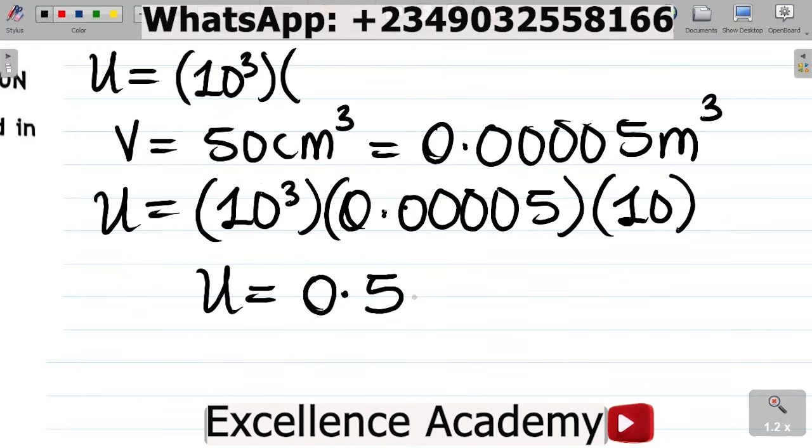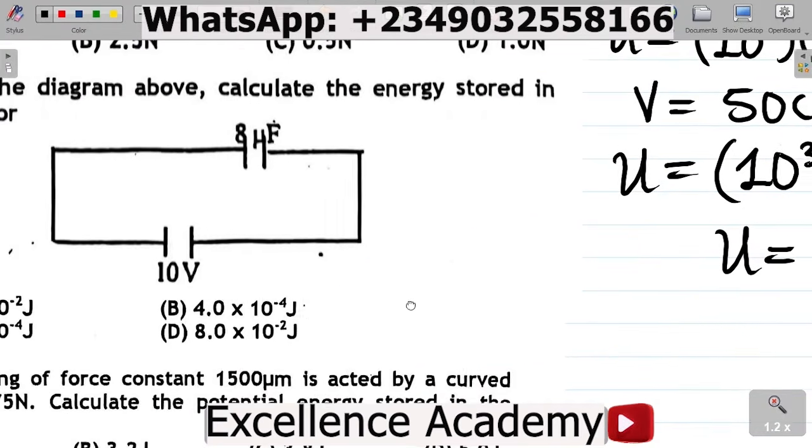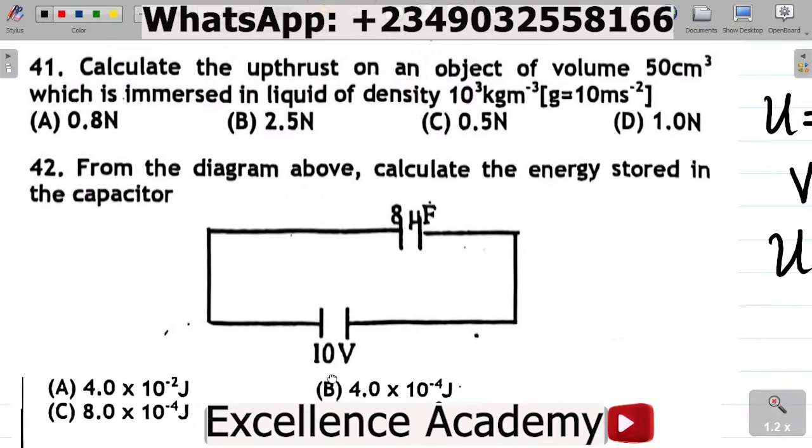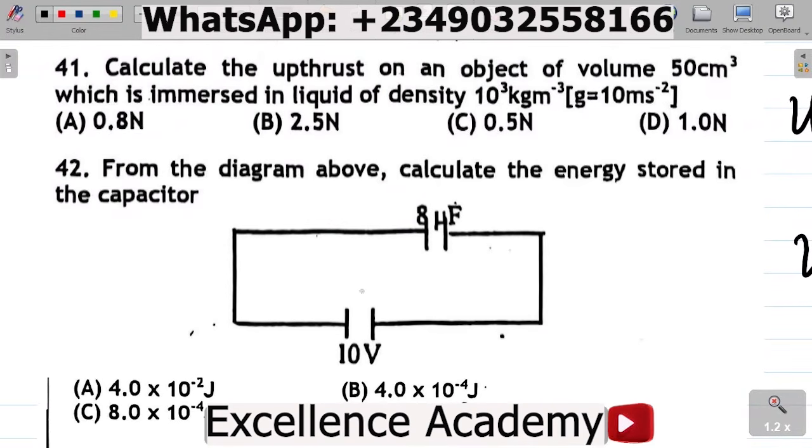Upthrust, as you said, is a force, so it will be in Newton. So you have 0.5 Newton. That's the value of this. So if you look at that, that is option C, 0.5 Newton. That's your correct answer. All right, so that one is done.